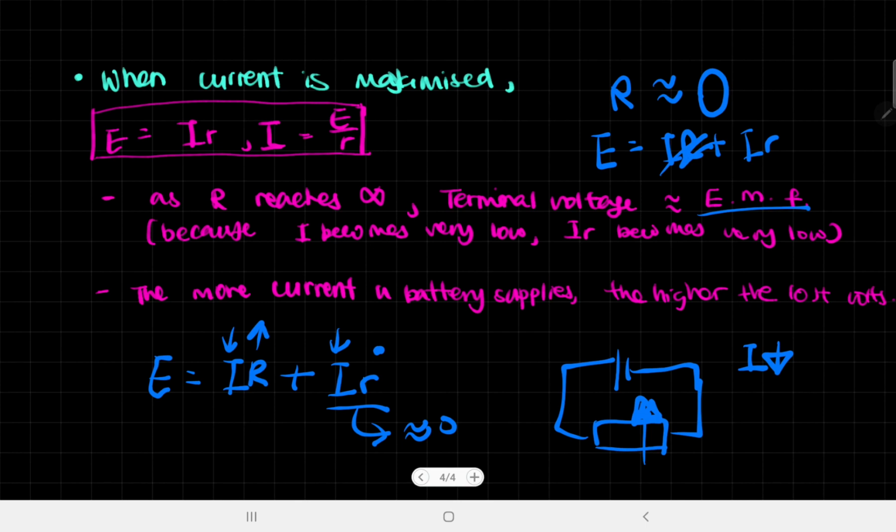For example, if the current was 0.0000001, that will be extremely close to zero. And therefore, E equals IR means that the terminal voltage, which is measured over the R right here, will become very close to the electromotive force. So the more current a battery supplies, the higher the lost volts and the lower the terminal voltage.